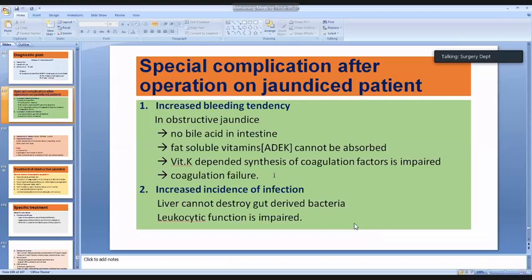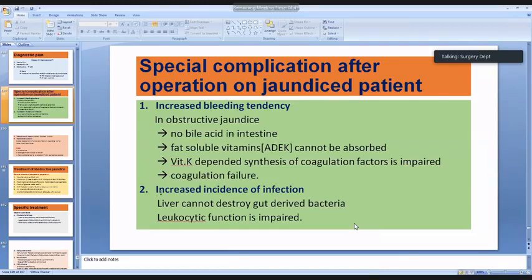In obstructive jaundice, bile is not available in the intestine, bile salt is not available, so fat soluble vitamins including vitamin K cannot be absorbed, and in the liver vitamin K dependent synthesis of coagulation factor cannot occur, so it is impaired, so there will be failure of coagulation, and that's why there is increased tendency of bleeding. And this problem can be overcome if we give vitamin K for 3 to 5 days before operation. This deficiency can be corrected.